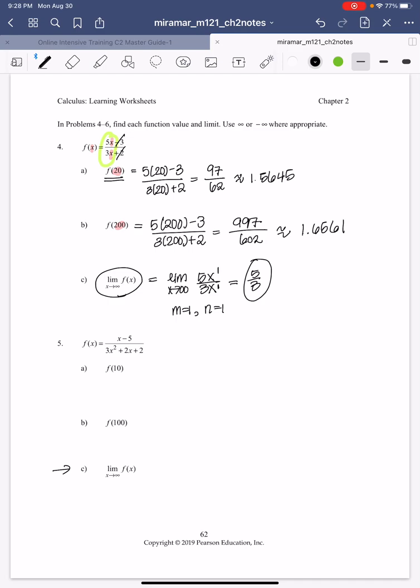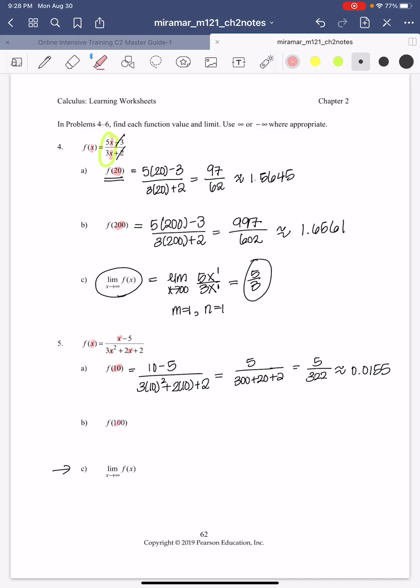Starting with a, I'm going to plug in 10 wherever you see x. So this will be 10 minus 5 over 3 times 10 squared plus 2 times 10 plus 2. So in the numerator, I have 10 minus 5, which is 5. In the denominator, I have 300 plus 20 plus 2. So we have 5 over 322, which is equivalent to, in decimal, 0.0155.